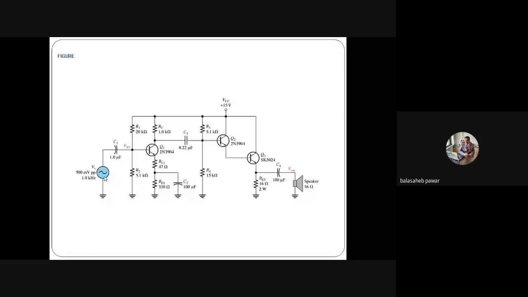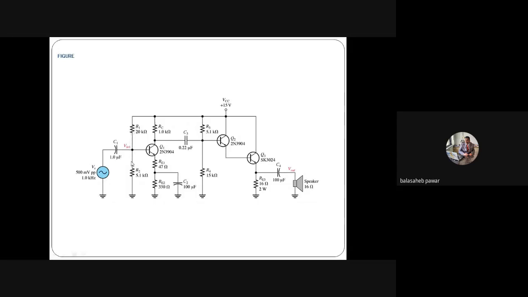Okay, and there will be a node, this is most important, between the base terminal and the voltage divider formed by R1 and R2, right? Now the question is how we can check whether the transistor is biased as class A, class B, class AB or class C. Can anyone answer?